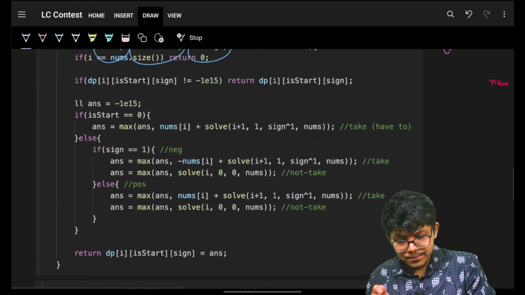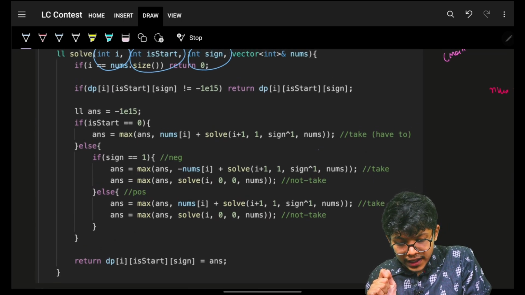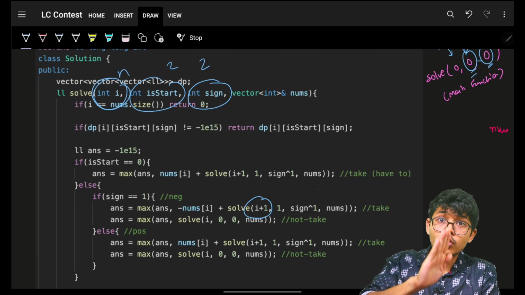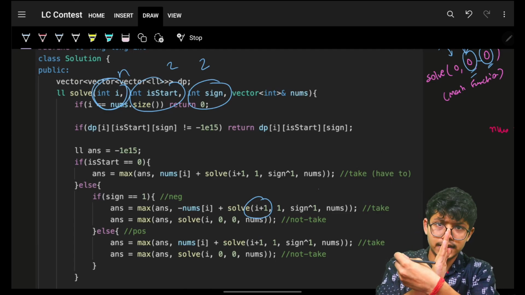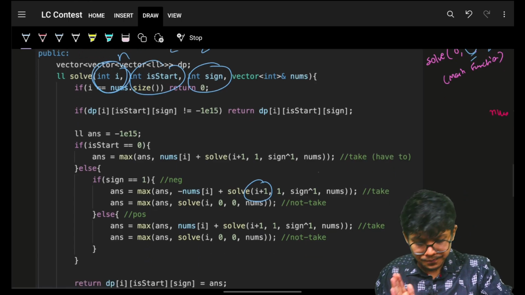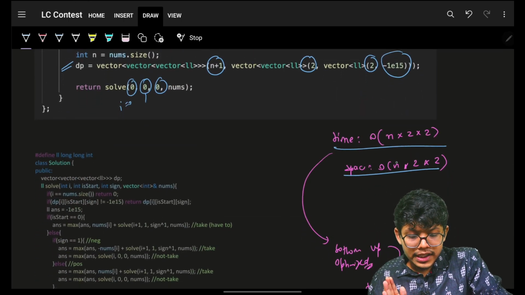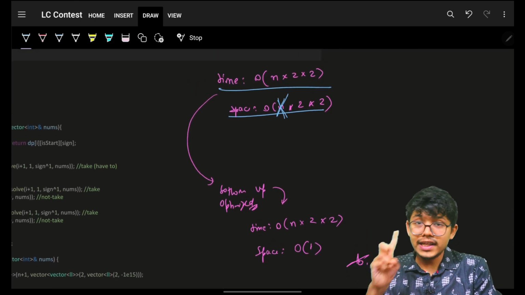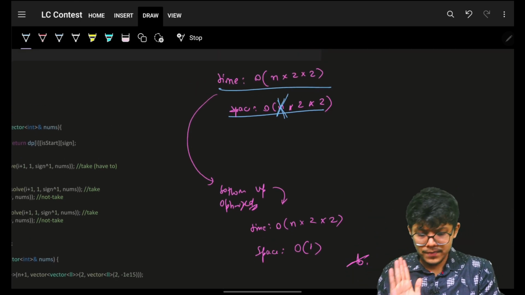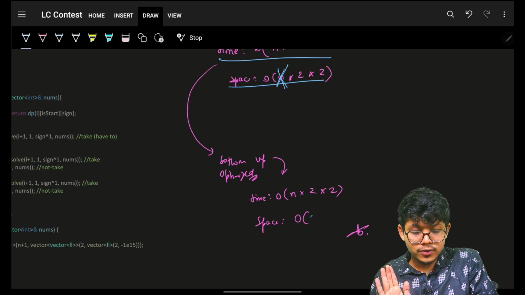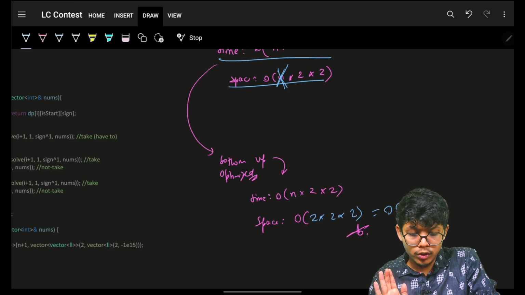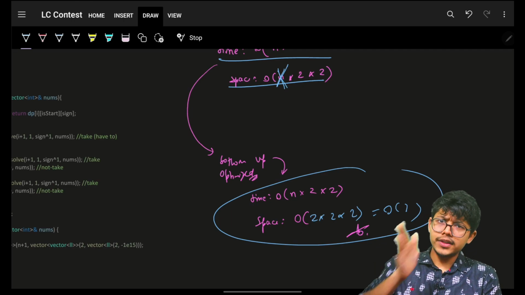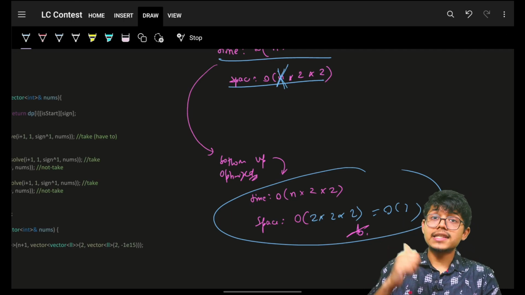But if you want to convert, you can easily see that for any of the I, you're only trying to call I plus 1, which means you only need your previous state to get the current state as an answer. So I don't need to keep track of the entire space as such. I can get rid of this space because I need only the previous state. That's it. So I can get my space as O of 2 into 2 into 2, which is roughly equal to O of 1. Time will still remain the same, O of n. And that is how you can optimize it, if you convert that to bottom up and just use the previous state.